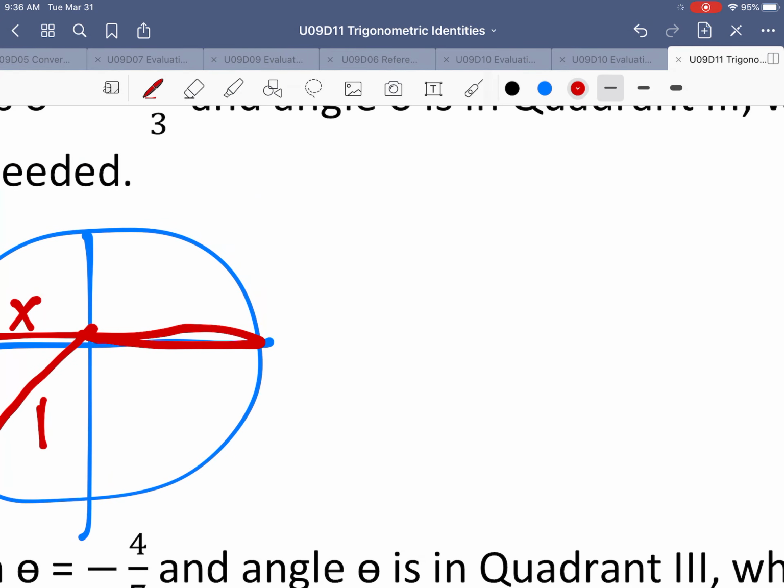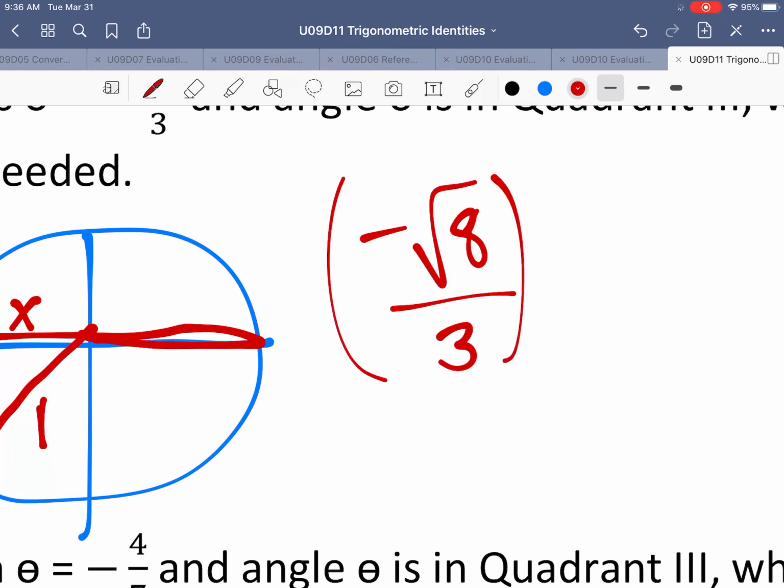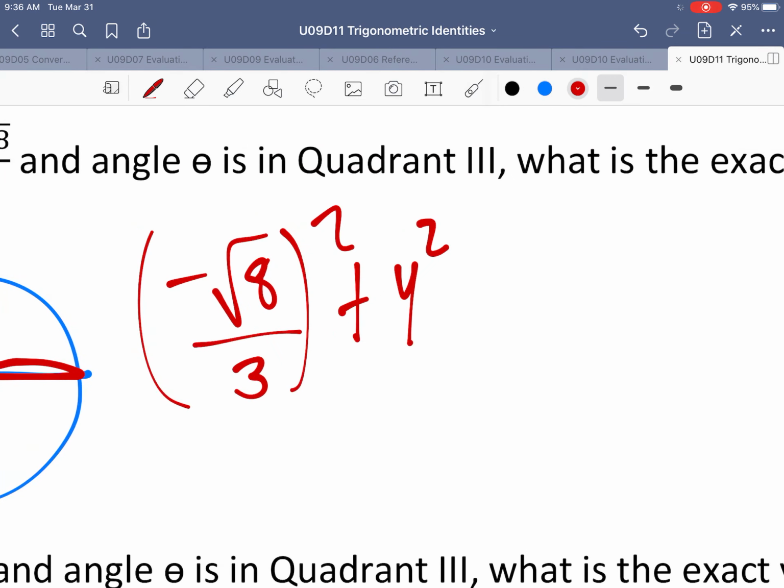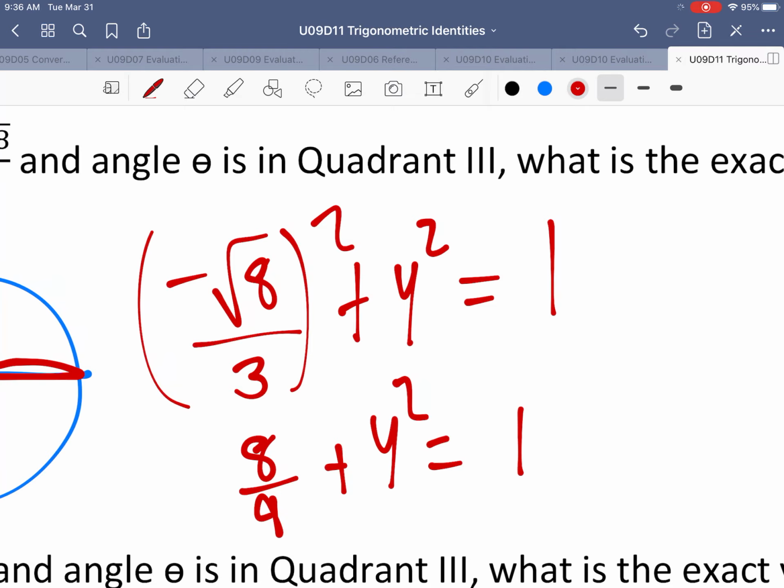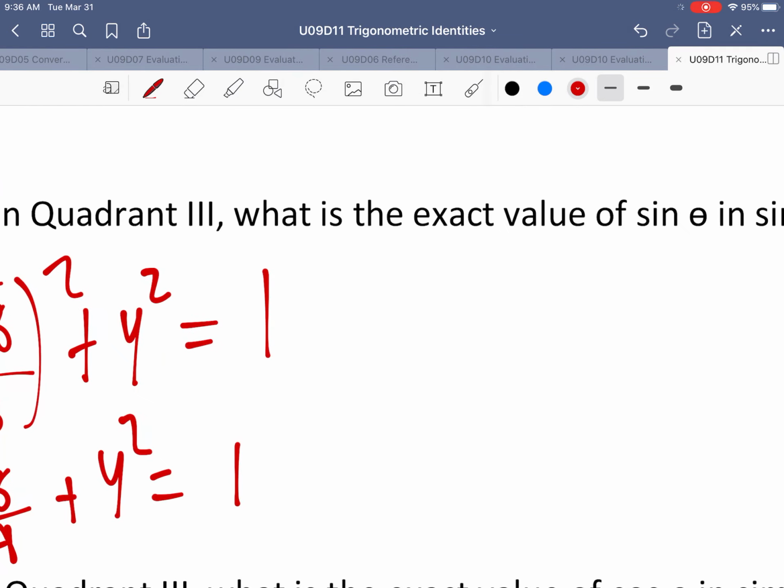So we just take negative radical 8 over 3 squared plus y squared, because that's what we don't know here, equals 1. So this will become 8 over 9 plus y squared equals 1. If we try to get y squared by itself, we get y squared equals 1 minus 8/9, which is 1/9. So we get y is equal to 1/3.